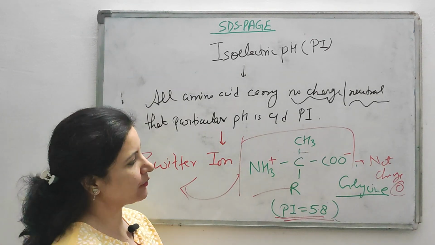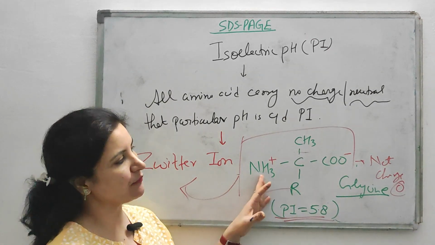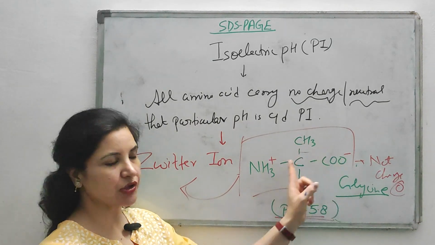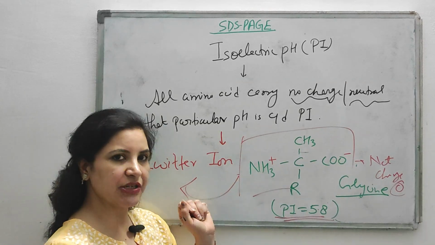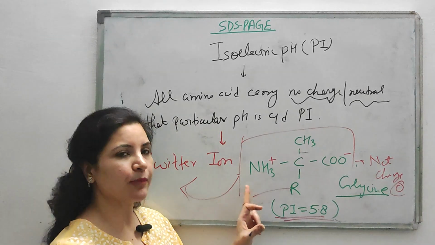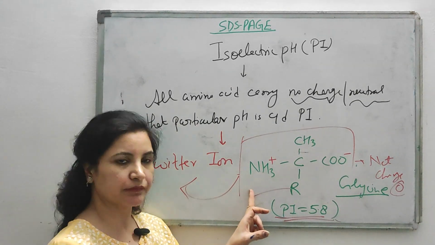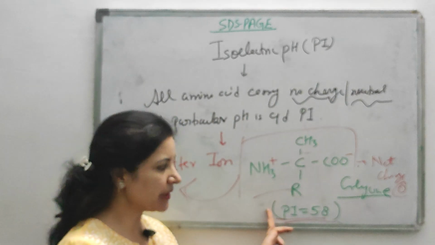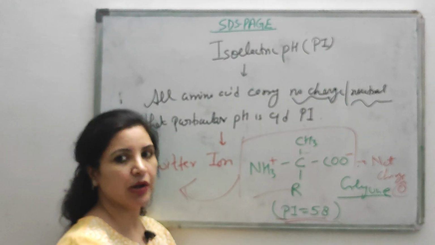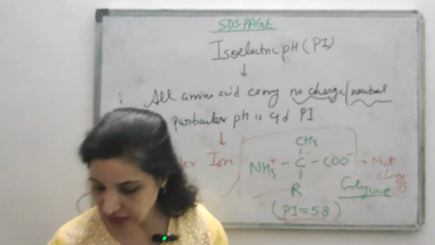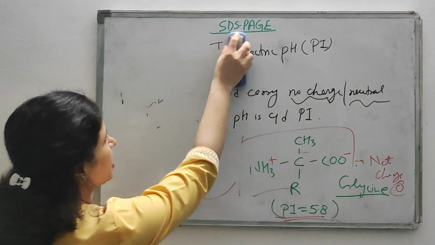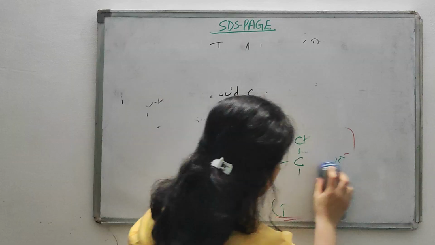Now, got it? What is a zwitterion? A zwitterion is an ion which carries no net charge. Because of having equal positive and equal negative charge, both these charges cancel each other, so the overall net charge on that molecule is 0. That molecule is neutral in nature, and at that pH this zwitterion exists. That pH is known as your PI or your isoelectric point. So this is the basic concept, and on this concept our protein separation will take place in SDS-PAGE.